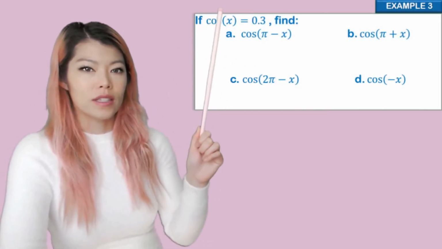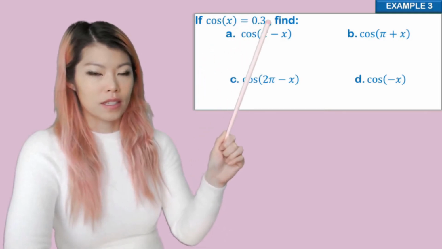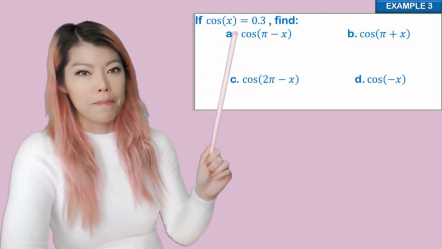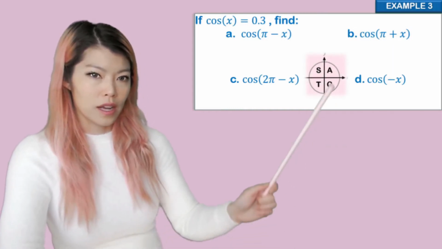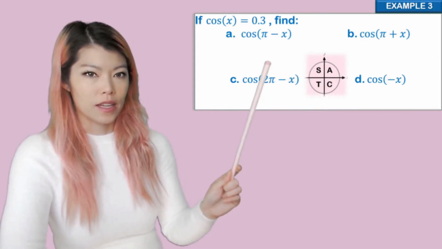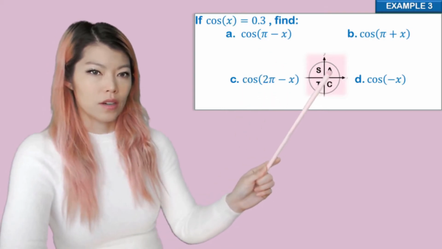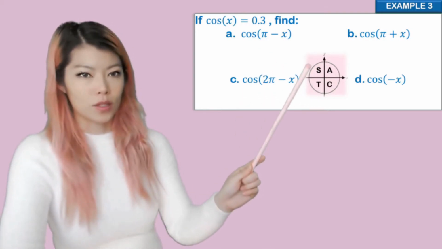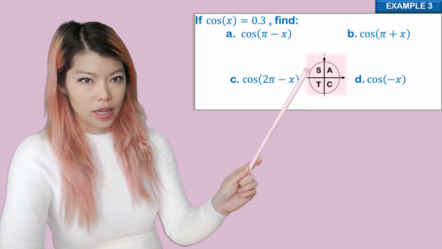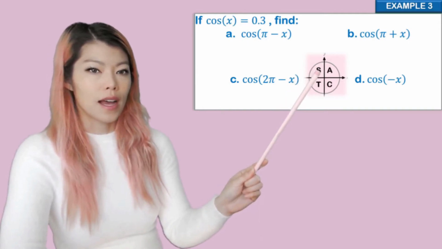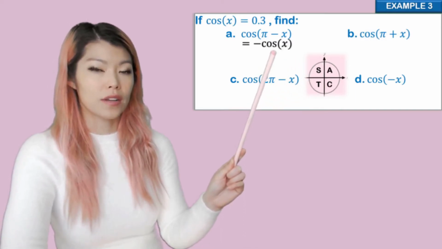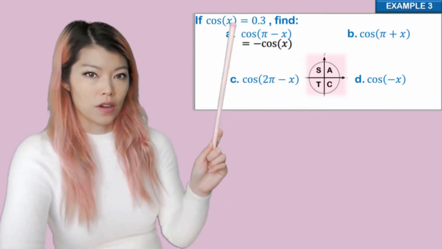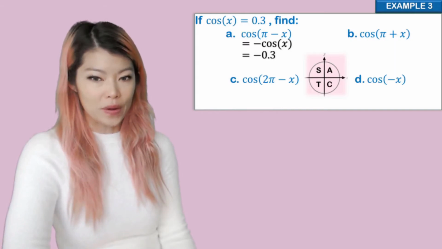If cos x is 0.3, what would cos of pi minus x be? You would draw a little circle and write ASTC. If x is here, pi minus x will be in the second quadrant, and in the second quadrant only sine is positive, so cos is negative. It'll be the same as negative cos x, so negative 0.3.